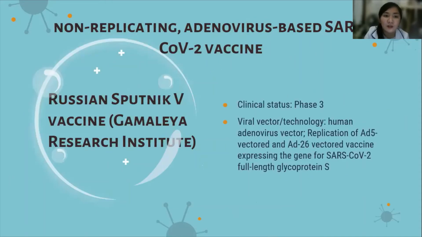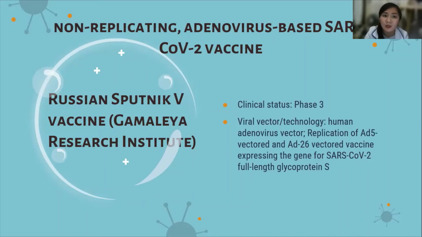So here are the non-replicating adenovirus-based SARS-CoV-2 vaccines that are under clinical trials as of April 6, 2021. Some of the COVID-19 vaccine candidates use human adenovirus viral vectors. This includes the Russian Sputnik vaccine and the Chinese CanSino Biologics vaccine.